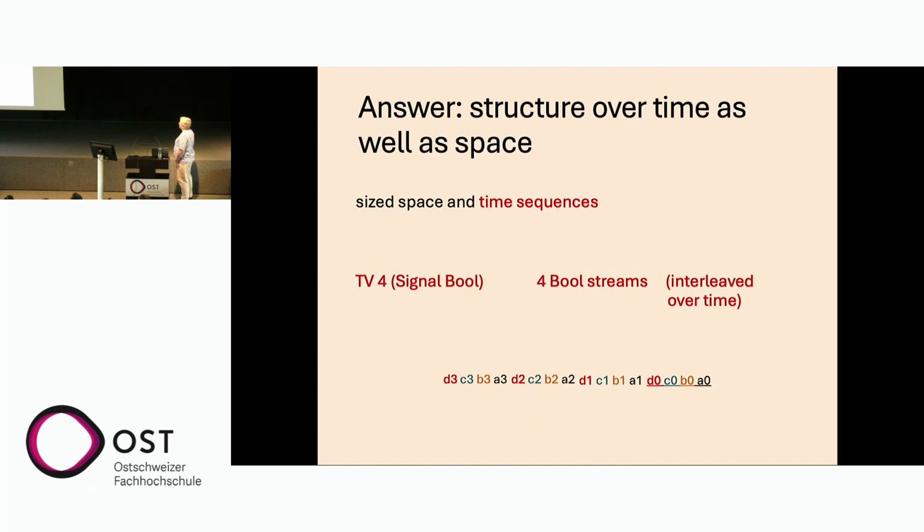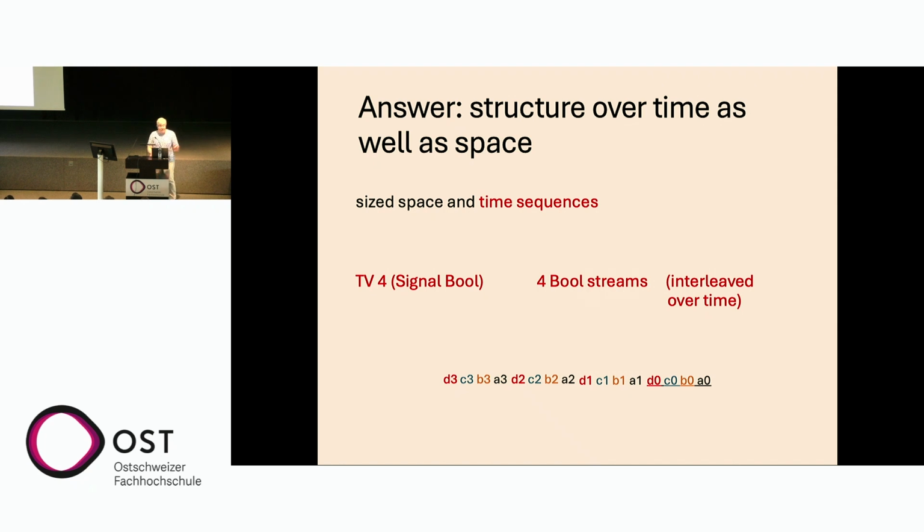And those time vectors are going to be, so time vector of size 4 of signal of bool is going to be, again, 4 Boolean streams. But they're going to be interleaved over time. So at each of the big time steps, we're going to get a sequence over small time of elements of each of the components. So they're going to flow in the circuit over time, but we'll have, in this case, 4 of them belonging to one of the big clock cycles.